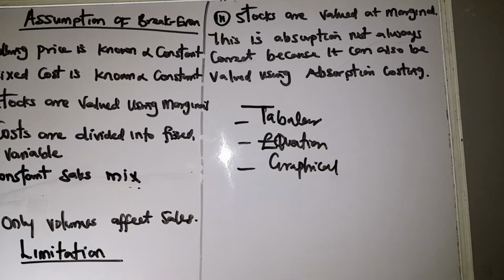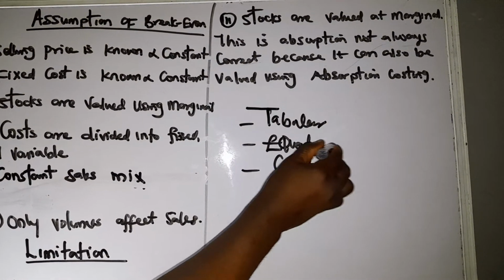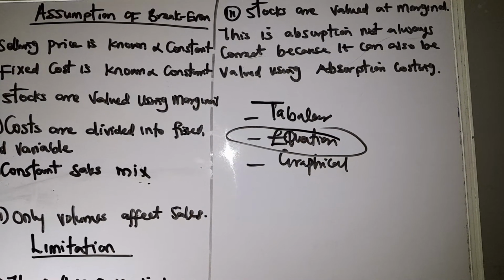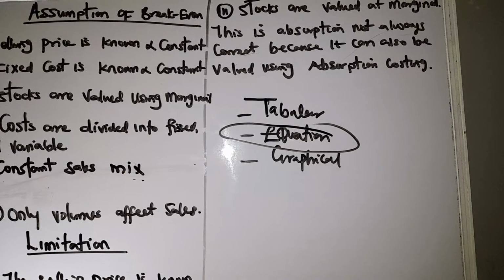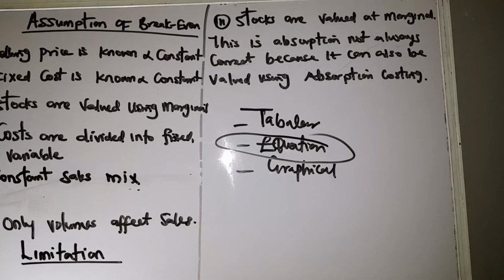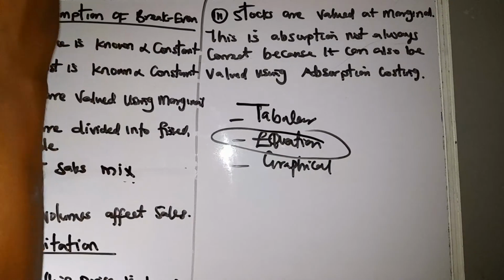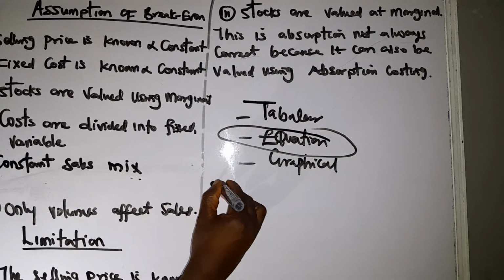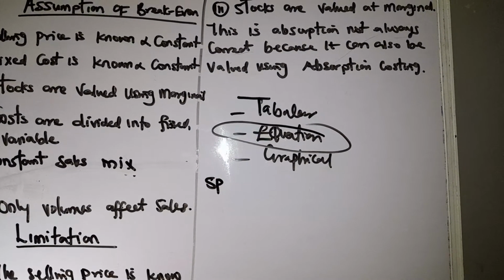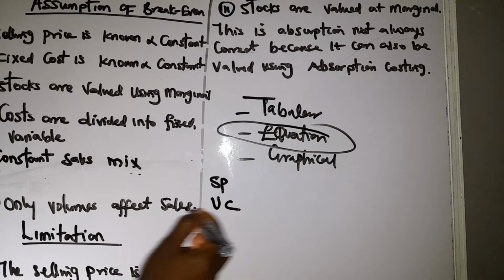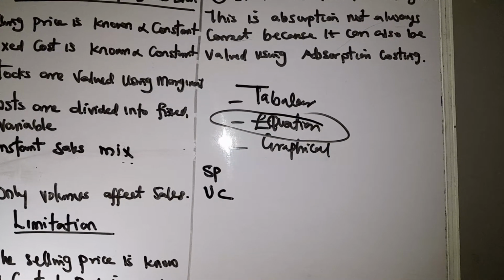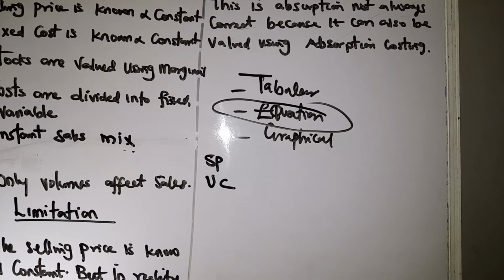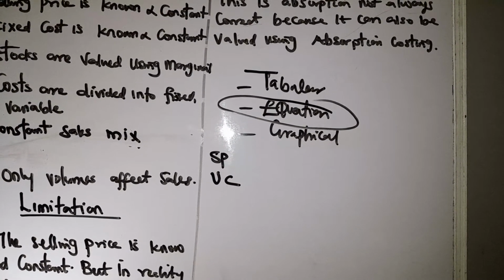Do you get it? So I'll be dwelling on this equation method, then in the long run I will look at the tabular method. Now, under the equation method, remember the first thing: once you can identify your selling price, if your selling price is known, then if your variable cost is also known, that means you can go ahead and solve your break-even analysis.